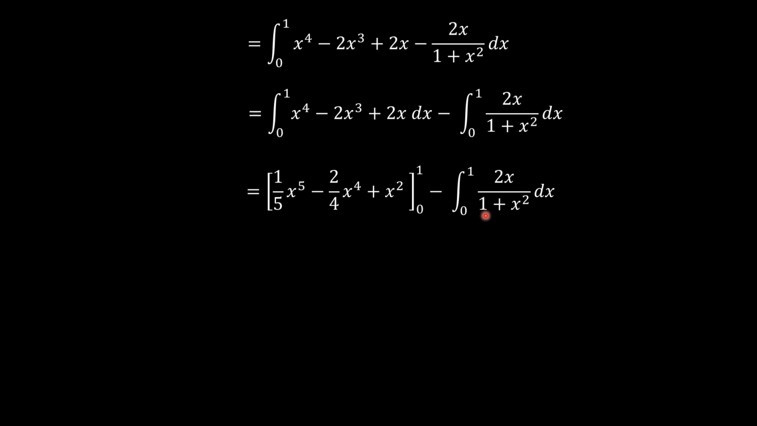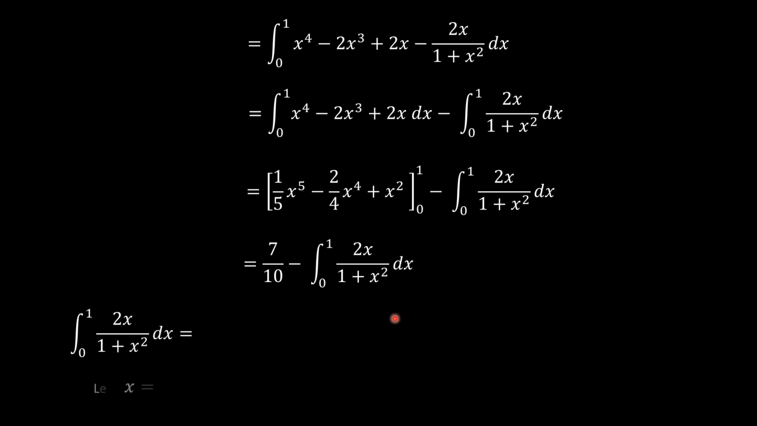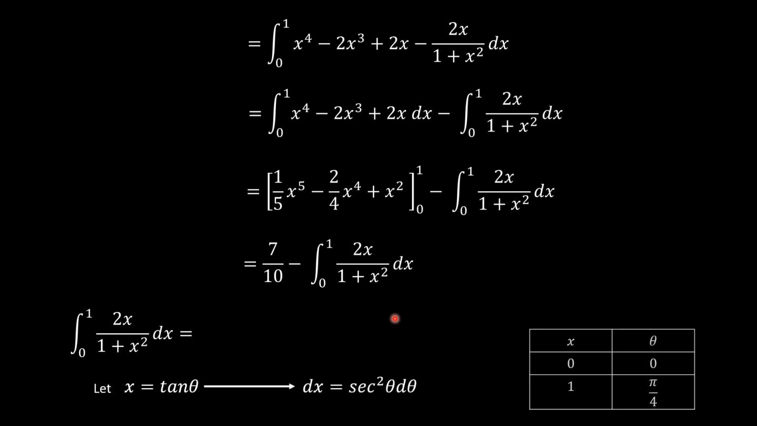And then we keep this last part the way it is, and when we substitute the limits we get 7 over 10 minus the second integral. Now focusing on the second integral, I will substitute x equals tan theta, so that dx equals sec squared theta d theta. Also changing the limits, when x is 0, theta is arctangent of 0, which is 0. And when x is 1, the arctangent of 1 is pi over 4.